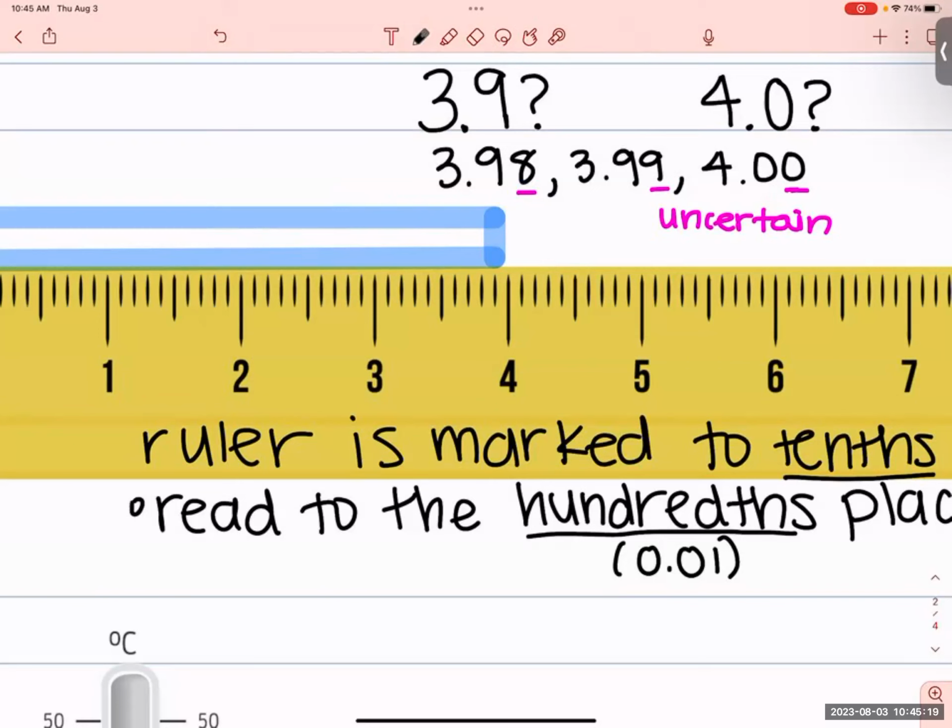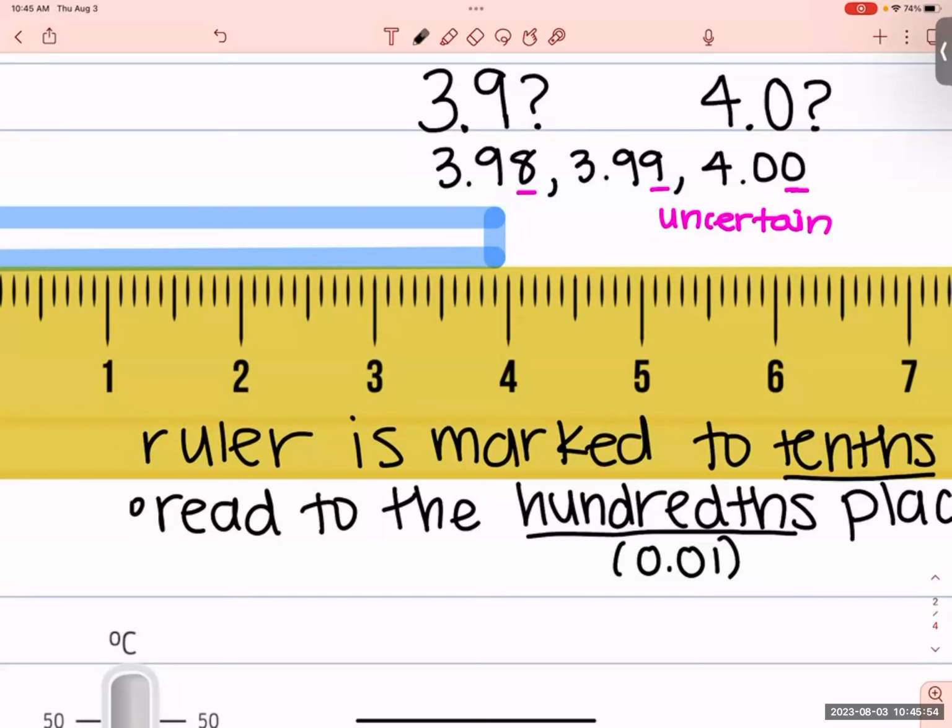I cannot go farther than that. I can't say 3.980 or 3.985. I cannot make up anything after my last digit of uncertainty. So the hundredths place is the place of uncertainty here. And the number of significant figures for something that you're reading is the numbers that are certain and one number that is uncertain. And that's where you stop.